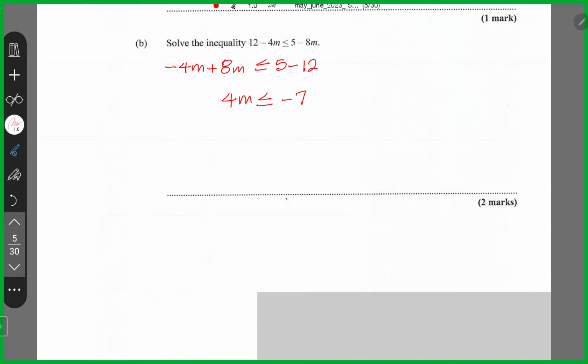And then our last step would be to divide both sides by 4. And when we do, we're going to end up with m is less than or equal to minus 7 over 4, or m is less than or equal to minus 1 3/4.